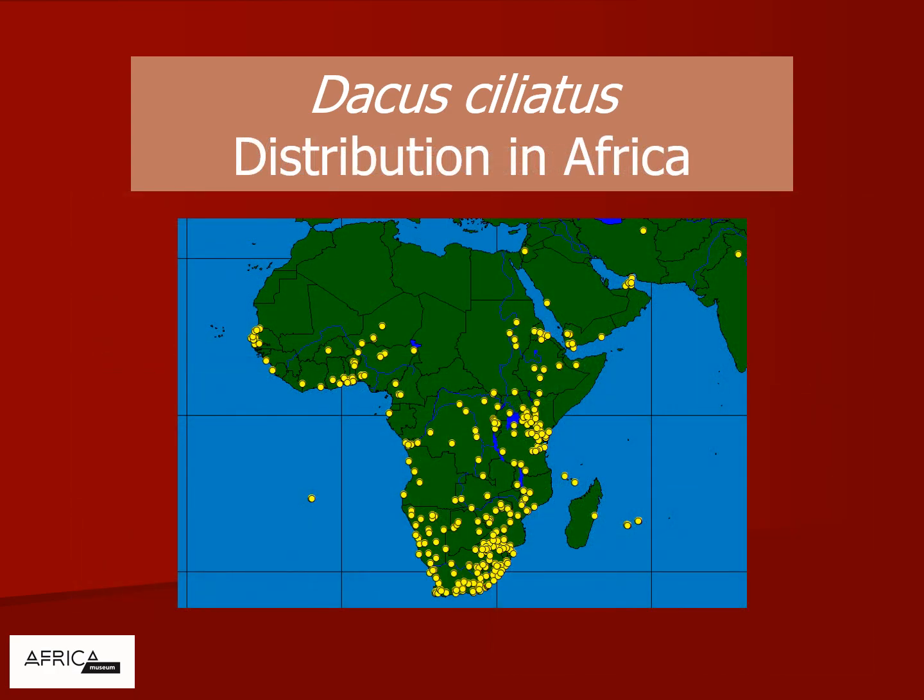Dacus ciliatus is widespread throughout the whole of the African continent, including drier areas, for example in parts of the Namib and the Sahara Desert. The species is also found in Central Asia and appears to be introduced there, although the exact invasion history has not been studied.